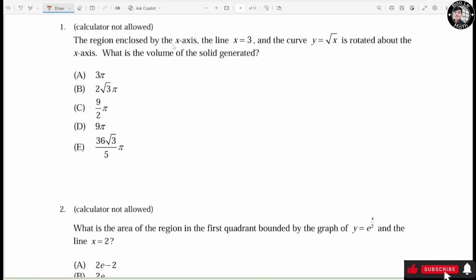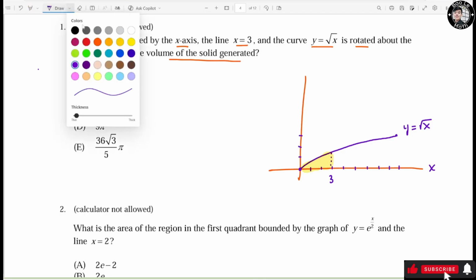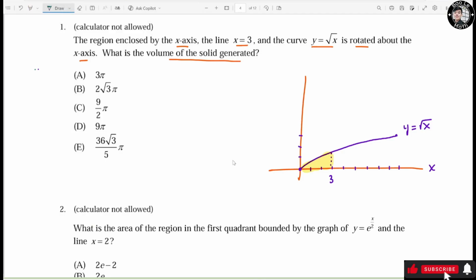The region enclosed by the x-axis, the line x equals 3, and the curve y equals square root of x is rotated about the x-axis. What is the volume of the solid generated? Alright, so we're going to sketch the figure. Now, we're going to rotate this one about the x-axis. So, we're going to get the solid something like this.